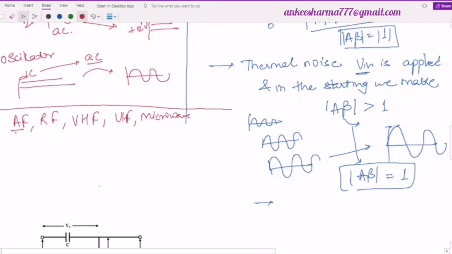Audio frequency की range कितनी होती है? That is up to 20 kilohertz. रेडियो फ्रीक्वेंसी हमारी रहती है from 20 kilohertz to, in megahertz रख लेते हैं हम, 30 megahertz. Then very high frequency हमारी 300 megahertz तक होती है. अल्ट्रा हाई फ्रीक्वेंसी हमारी gigahertz में चली जाती है. Also microwaves को भी हम more than 1 gigahertz जो है वो microwaves में count करते हैं. So these are the different frequencies that an oscillator can generate, and depending upon that we can classify them.